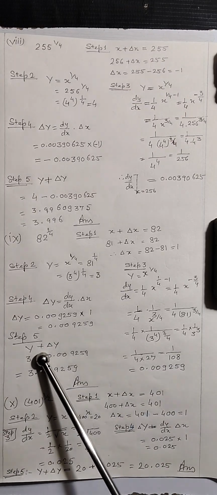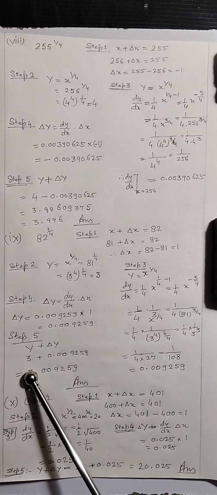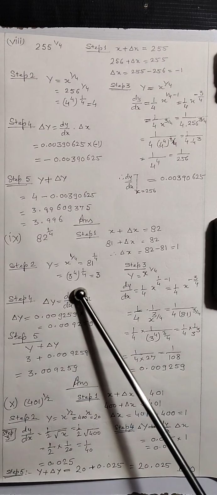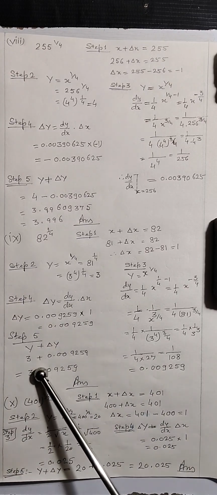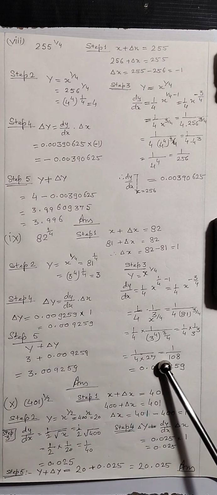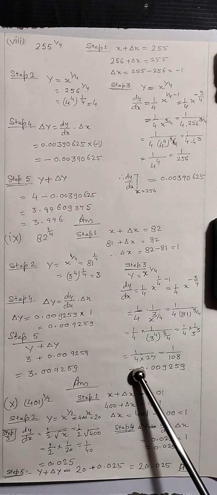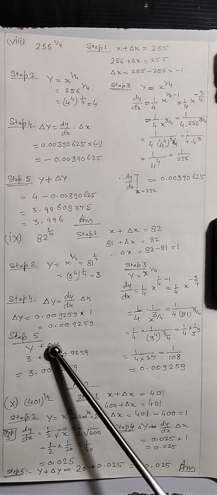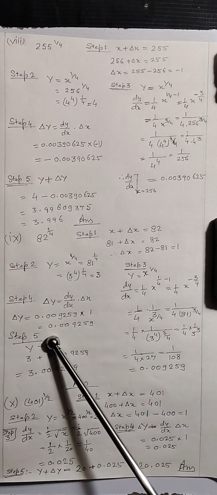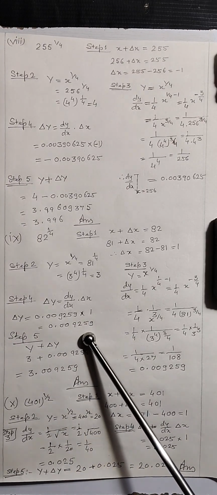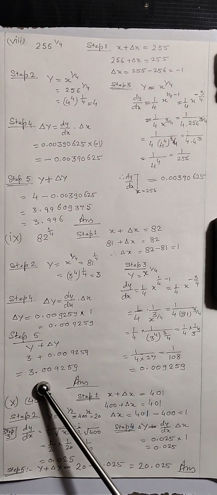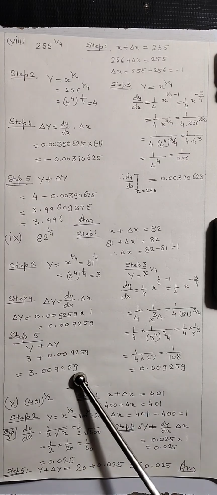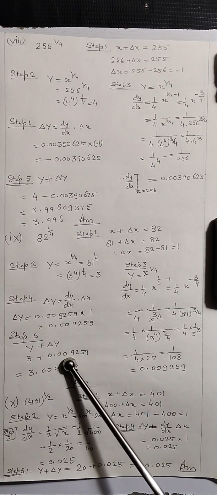Now in step 5, that is the last step. So y plus delta y, in place of y you write down 3 here because we have done already. You see the y from step 2, that y is equal to 3. So write down here y is equal to 3. Delta y you can take from step 4, that is 0.009259. Write down here and add it, you will get 3.009259, and this is the required answer of the 9th part of question number 1.